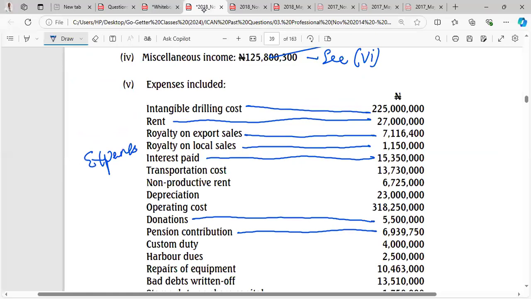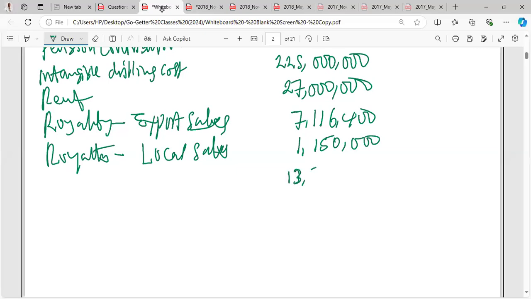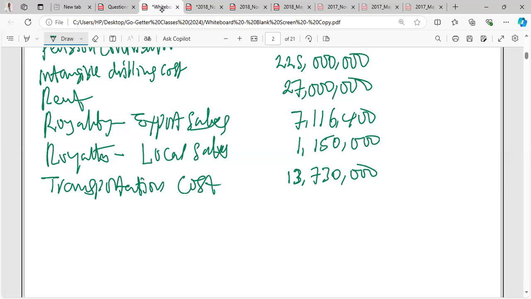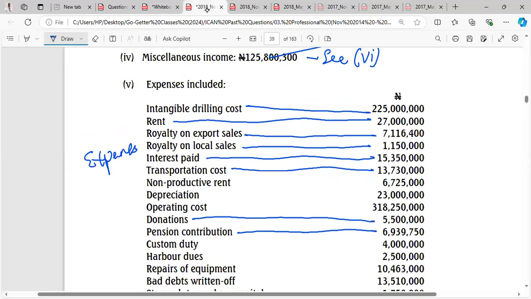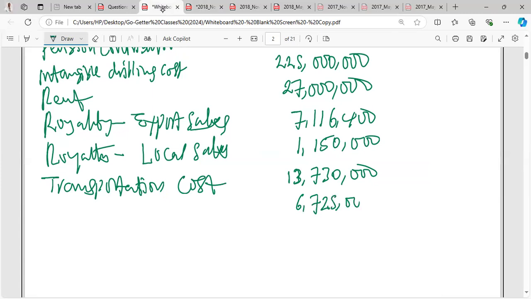Okay, the next one should be transportation costs. Transportation cost 13,730. That's transportation costs. The next one should be non-productive rent. Non-productive rent 6,725,000. So that's non-productive rent.